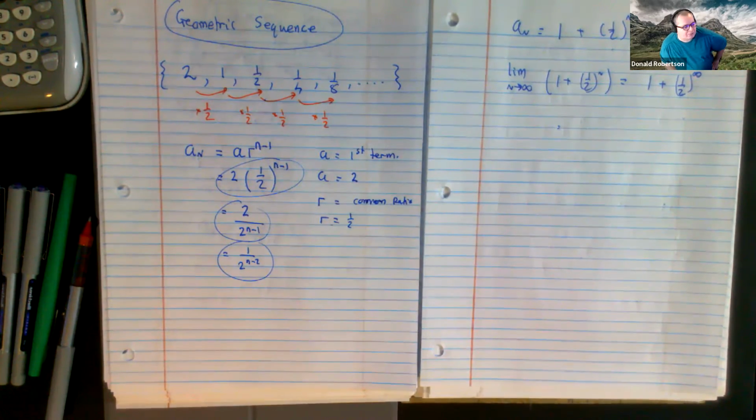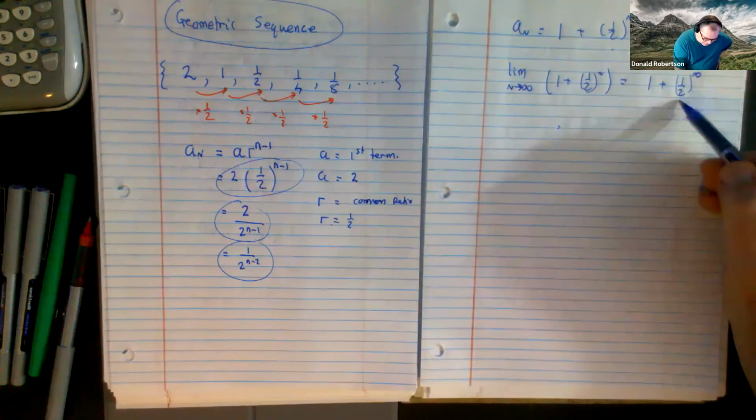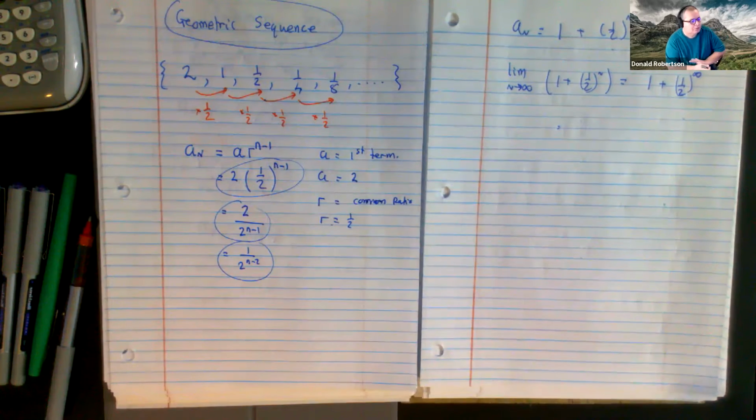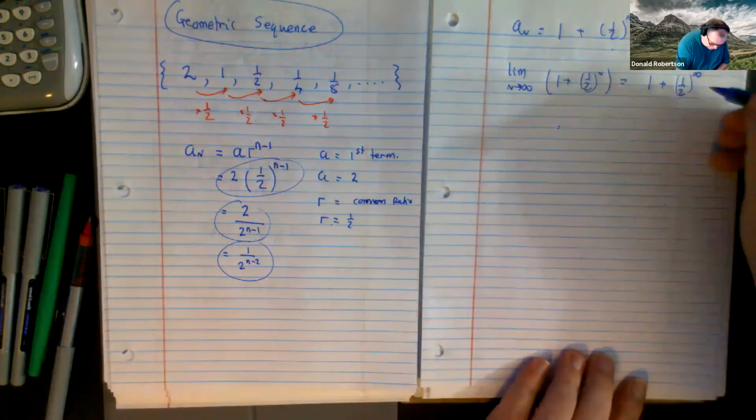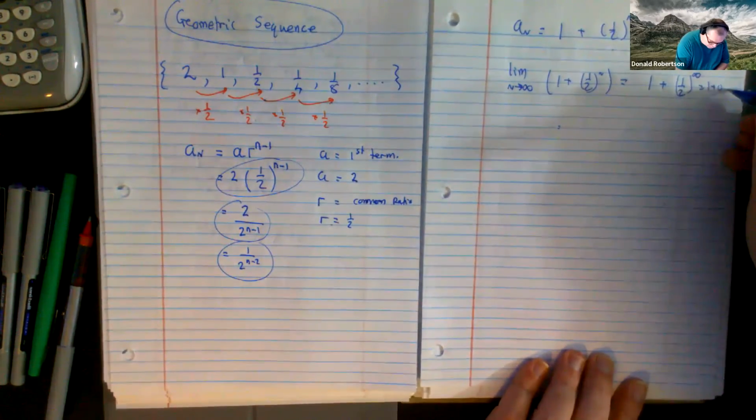What does a fraction like a half to the power infinity become? As the power gets bigger and bigger, what does that become? Smaller and smaller. Right. Would you agree it disappears to 0? And so won't the limit be 1?